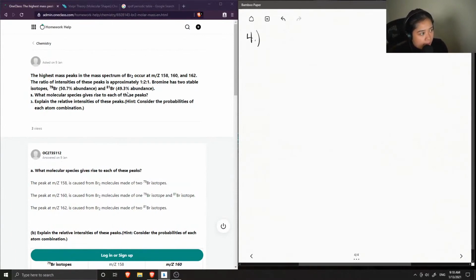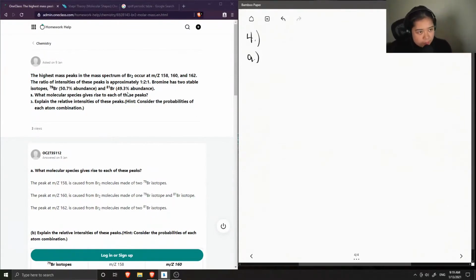Part A, what molecular species gives rise to each of these peaks? And part B, explain the relative intensities of these peaks. A hint is to consider the probabilities of each atom combination.